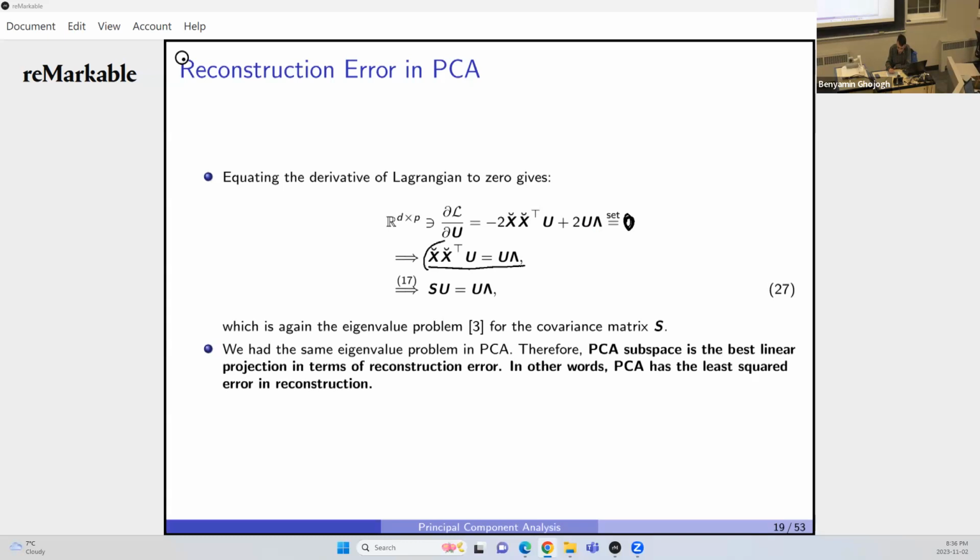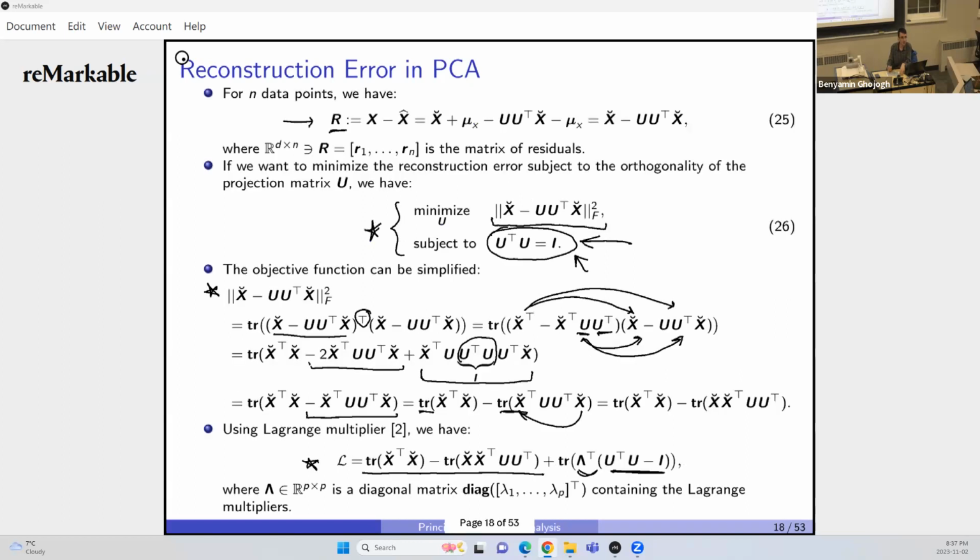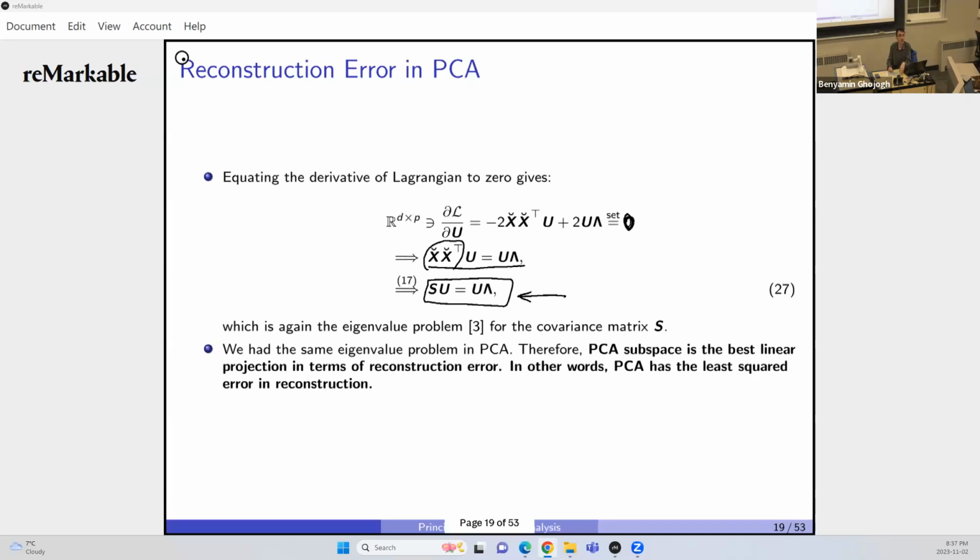What was X breve transpose X breve? It was S, the covariance matrix. So it gives us this. What is this? Eigenvalue problem for S. A nice thing is that we started with this optimization problem and ended up with the eigenvalue problem for S. We started with the other optimization problem, and we also ended up with the same solution. Two different optimization problems ended up with the same solution.